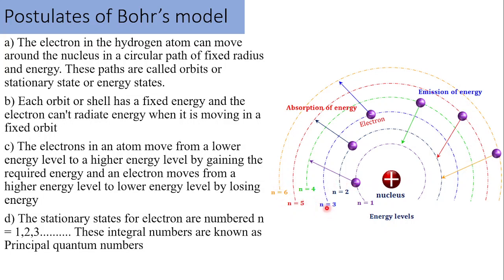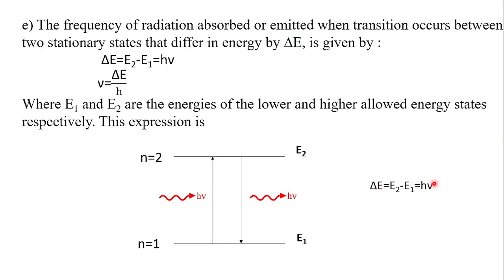Okay, and this n is called principal quantum number. So what does principal quantum number indicate? Principal quantum number indicates the number of shells or number of energy states or number of the stationary states or the orbit. Okay, next point.